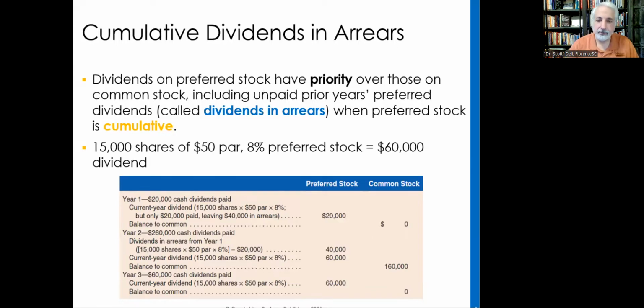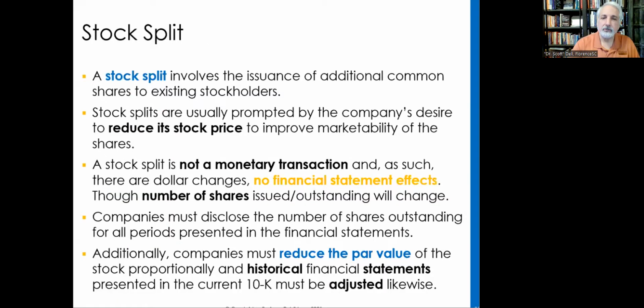And this happens to be 8% preferred stock, $50 par. And so bottom line, $4 a share, 8% of the 50, will be given to the preferred stockholders each year. And since this is cumulative, next year they'll get up to $8, and then the year after up to $12 for every $50 par issue.